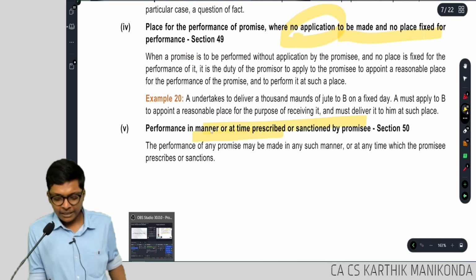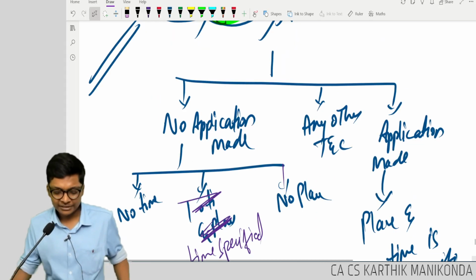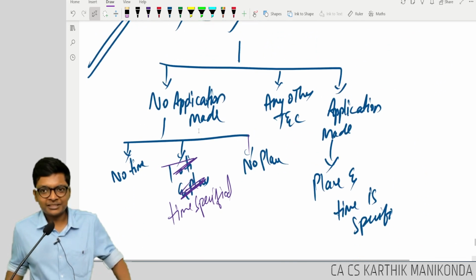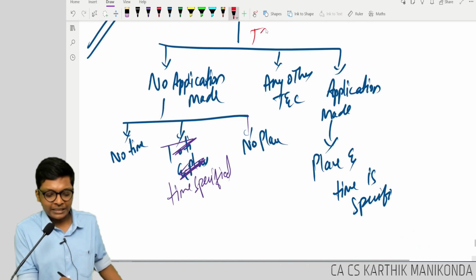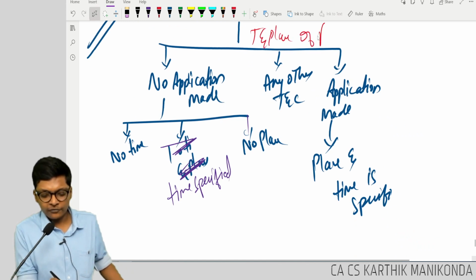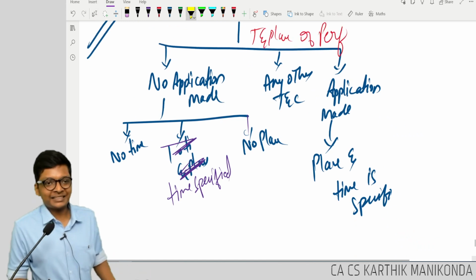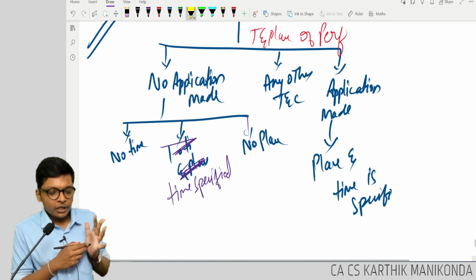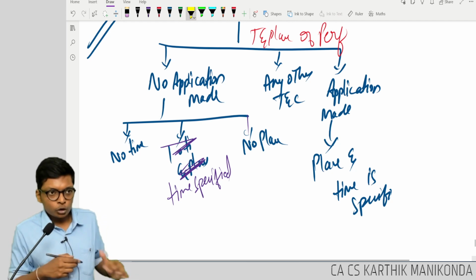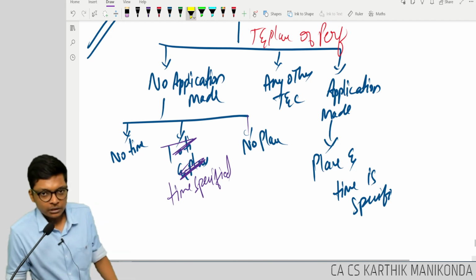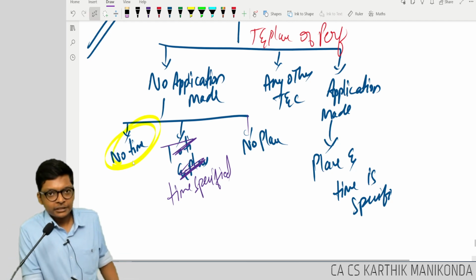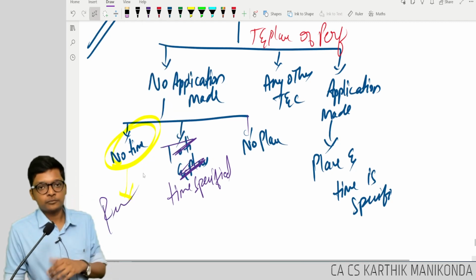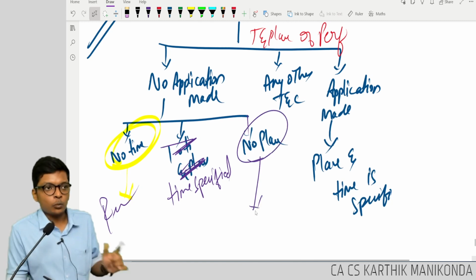Performance in manner or time as sanctioned by the promisee. Now basically what is this, sir? Time and place of performance. If it comes, it will be like a 5 or 6 mark question. What are they saying? If you order food, when should I deliver? When you order food on Swiggy, you don't specify the time of delivery, correct? So no time is specified. But when will they deliver? Reasonable time. If no place is specified, what place?